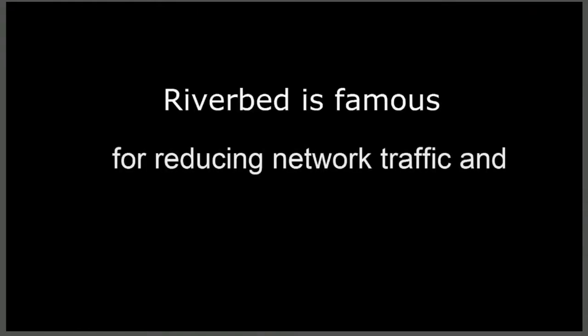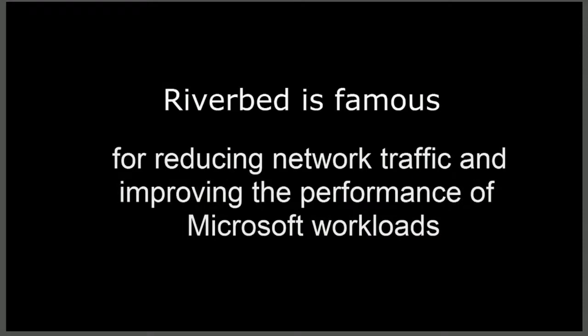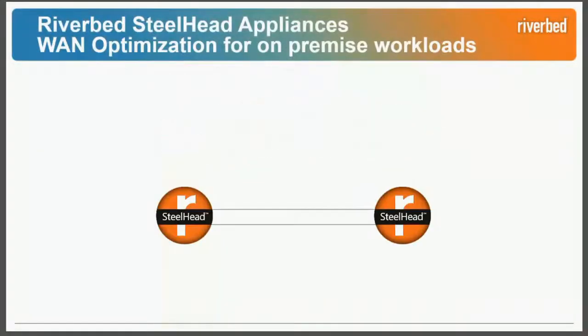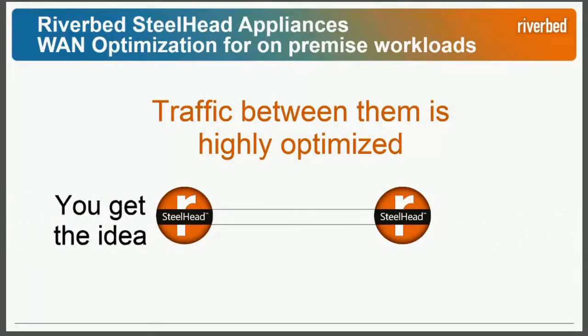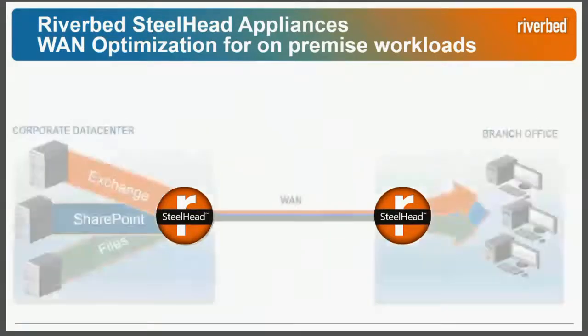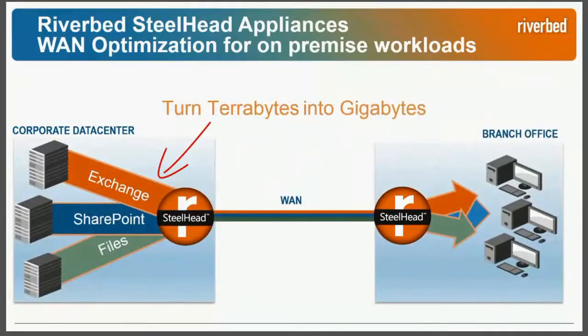Riverbed is famous for reducing network traffic and improving performance of Microsoft workloads. We've been doing it for a long time. You start with 2 Steelheads and you put them on the ends of your networks. And then whatever traffic you send between the Steelheads is optimized. And this can be databases, mail, files, all different kinds of materials. You can take your Exchange, your SharePoint files, send them across this network and turn terabytes into gigabytes.